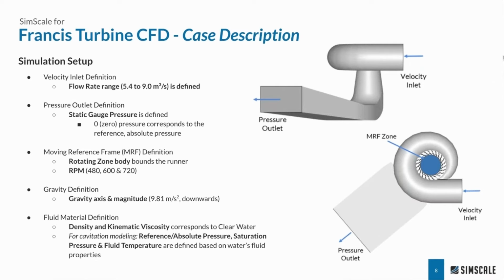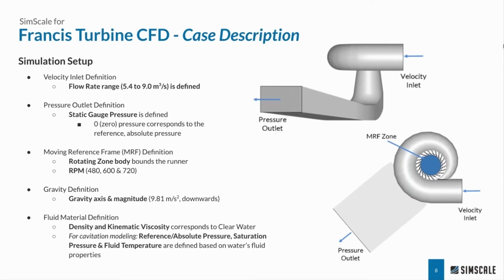Next, we of course want to define the rotational speed of the turbine. In this case, we've defined a moving reference frame zone, which you can see as the cylinder on the right-hand side. This rotating zone allows you to model the rotation of the turbine runner, so we're bounding the runner faces in the flow domain by the cylinder. We're going to model three different operating speeds: 480, 600, and 720 RPM. Of course, we define gravity to be in the downward direction in relation to the actual assembly model.